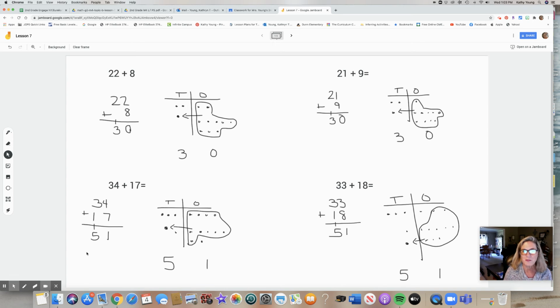So when you're done watching the video, I want you to go and finish the 4 other problems on that first page of your lesson 7. You can show the dots if you want. If you are comfortable with just showing the vertical method, you can just do that. Do what works for you. If you need to see the pictures, draw the pictures. If you want to just draw the problem, that is fine too.